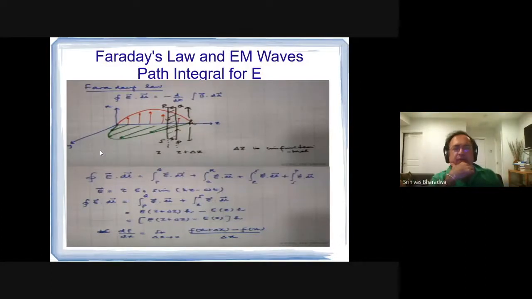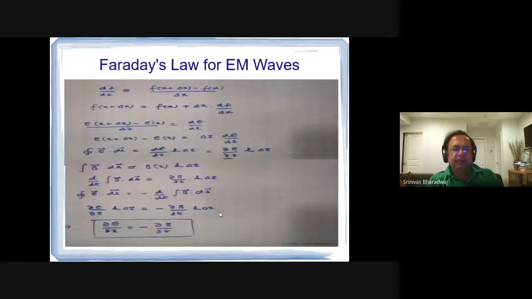Okay. So now Faraday's law, E dot dl equals minus d by dt of B dot dA. Therefore, if E is E sine (kz minus omega t), E dot dl equals this one. Now, therefore, Faraday's law for EM waves, and therefore you can rewrite this as E of (z plus delta z) minus E of z, divided by delta z, equals dE by dz. Therefore, you can cross multiply that and produce this one. Okay, and you can do the same thing for the B as well.